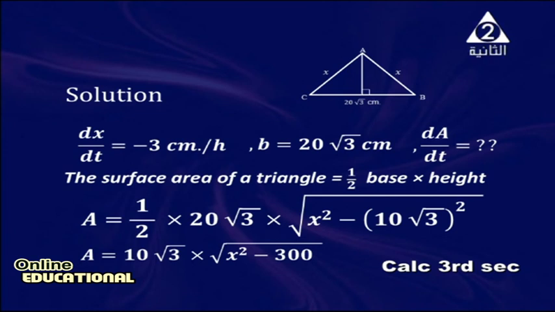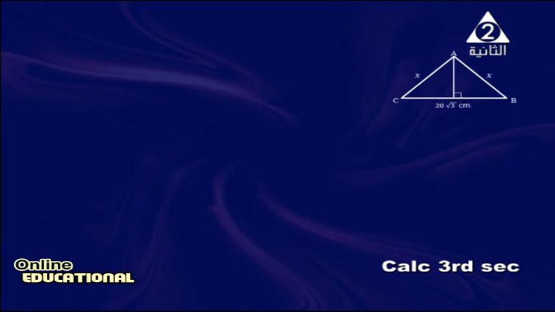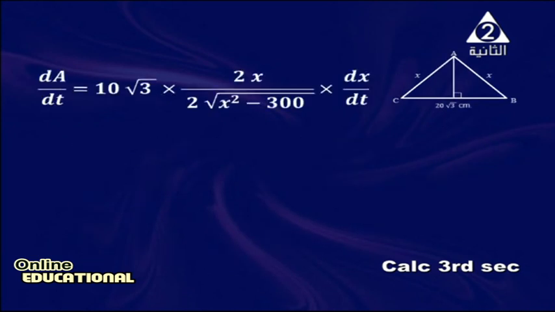By differentiating both sides with respect to the time t, we get dA/dt equals 10 root 3 multiplied by 2x, which is the derivative of the function under the root, over 2 times the square root of x squared minus 300, times dx/dt, which is the derivative of x with respect to the time t.